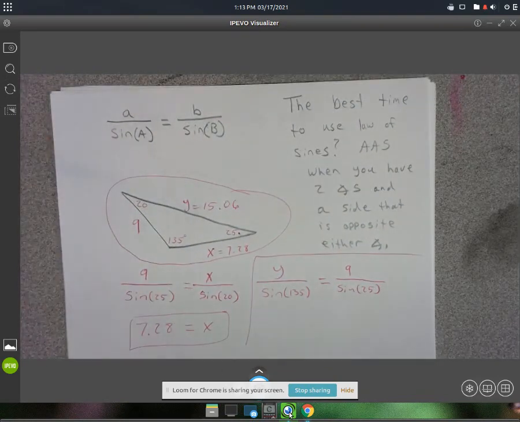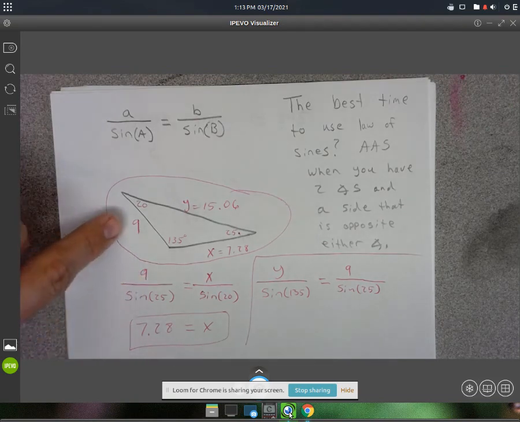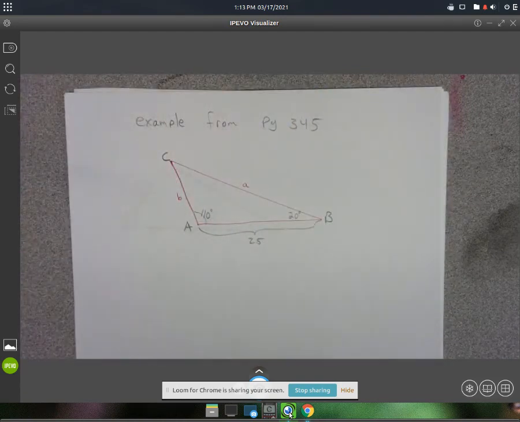If you wanted to, you could find the area. That wouldn't be too hard, right? You could just use 1/2, use your sine formula. Anyway, I got one more example here.